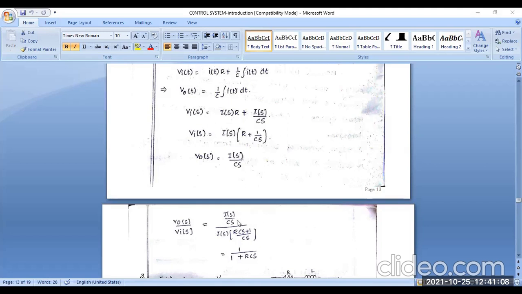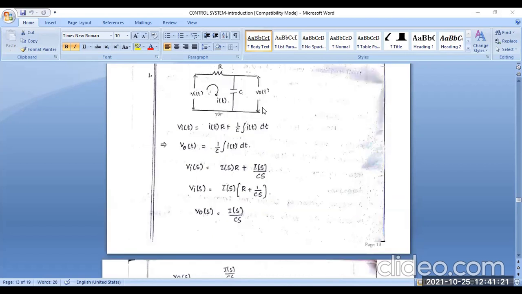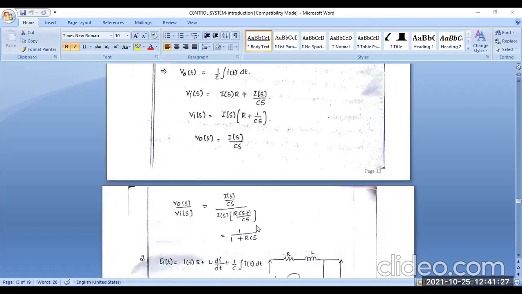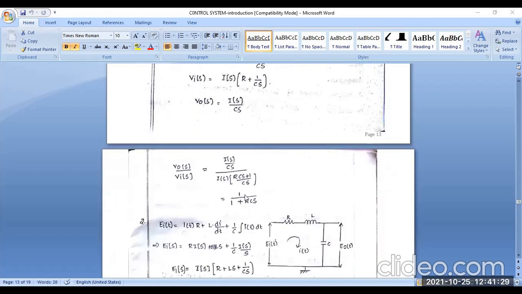Here I(s) cancels, and CS also cancels, giving the required equation, 1 by 1 plus RCS. So this is the output equation of the impulse response of this RC circuit. It is also called the transfer function, TF. Okay, is it clear to all of you?